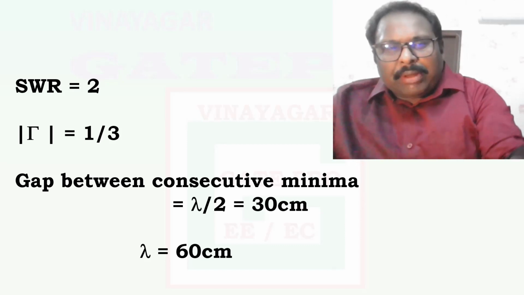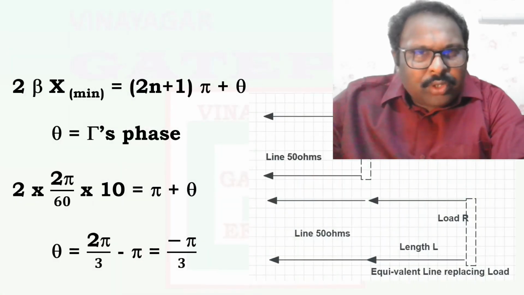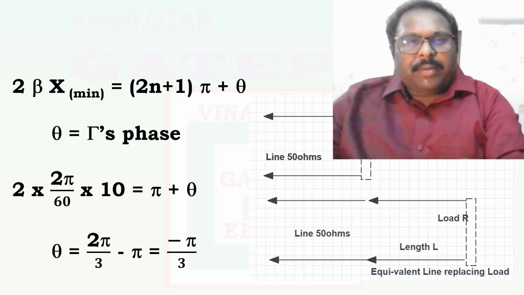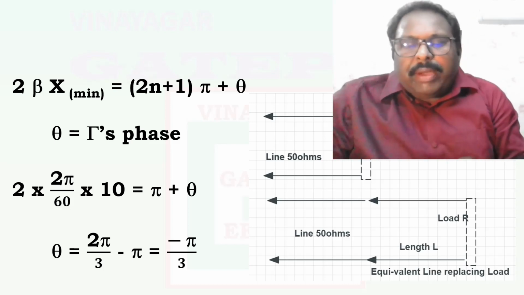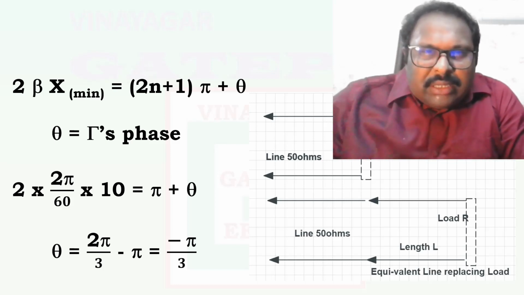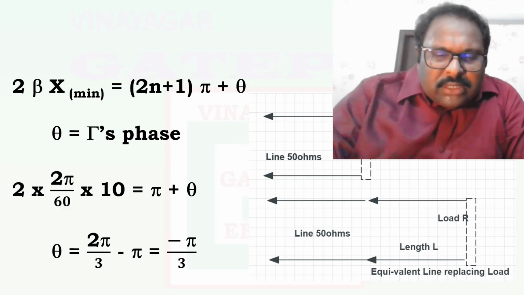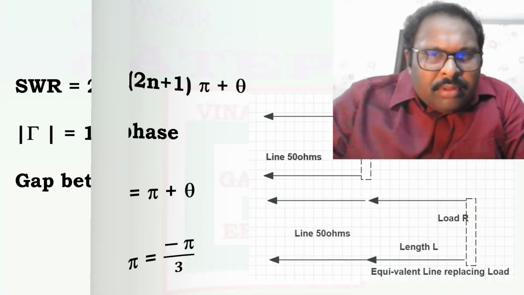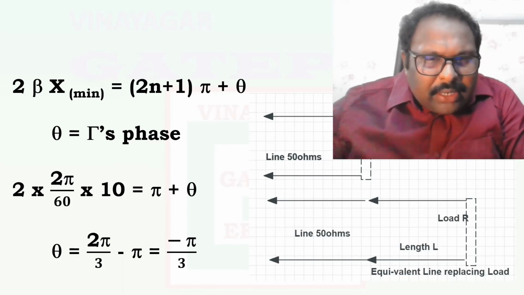So the moment you got lambda 60 and mod gamma 1 by 3, you can use the minima positions to get the phase of gamma. Because 2 beta x min is equal to (2n plus 1) pi plus theta. This is the formula for minima positions. So this will give you gamma's phase, this will give you gamma's amplitude, and you will get gamma. Therefore, I got gamma's phase theta as minus pi by 3.